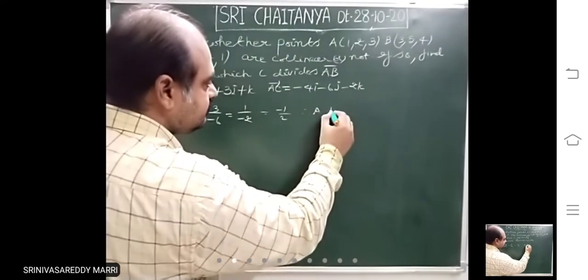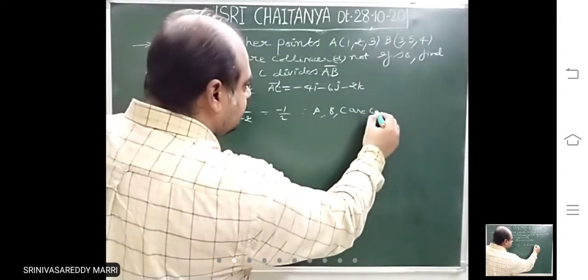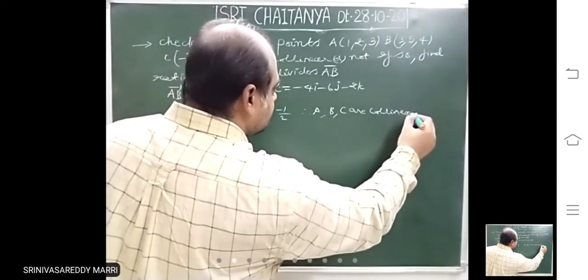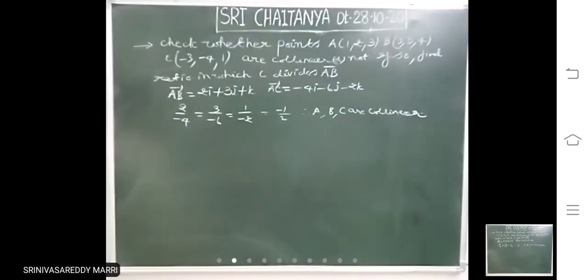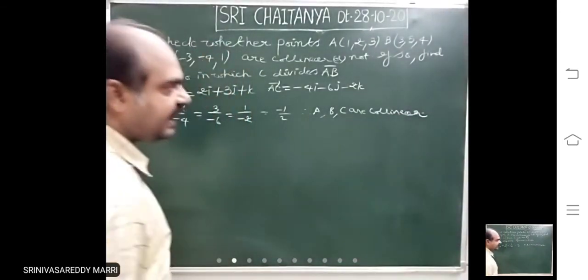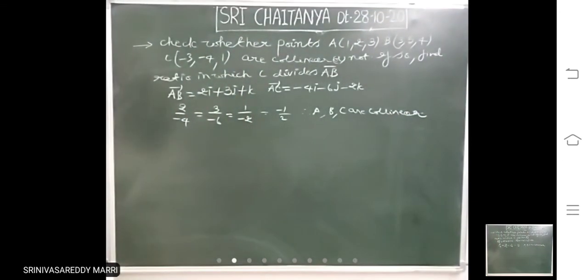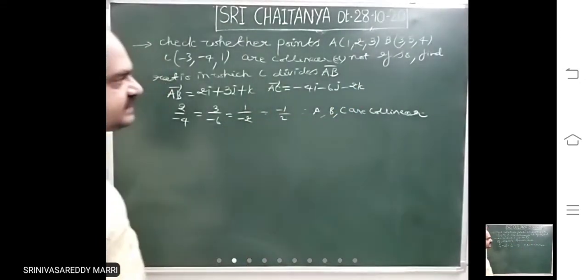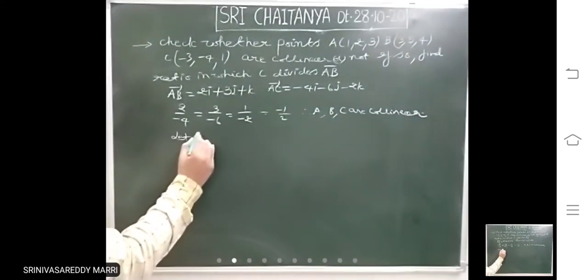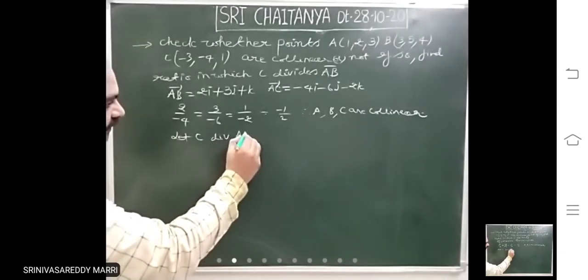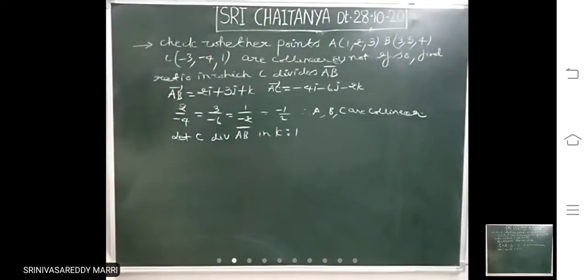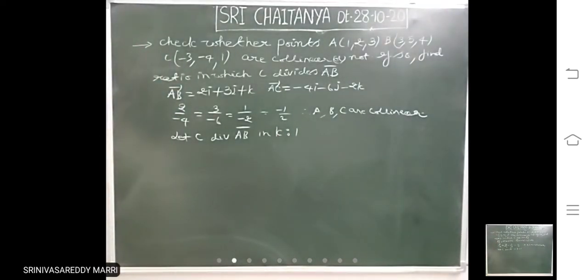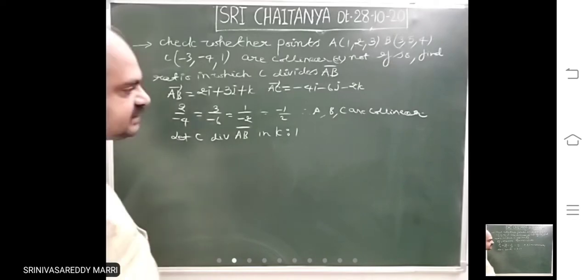Therefore, A, B, C are collinear. As AB and AC are collinear vectors, obviously A, B, C will lie on a line. So now A, B, C are lying on a line. He wants the ratio in which C divides AB. Let us say, for finding the ratio, let C divide line segment AB in the ratio k is to 1.